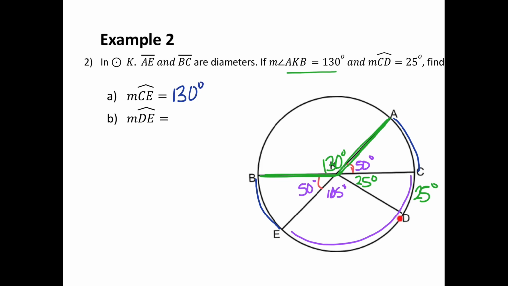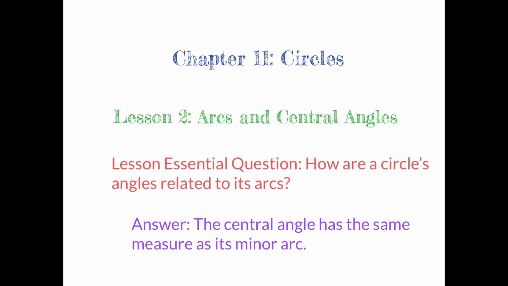And finding DE, well, I already did that when I was filling out the rest of these missing angle measures using the linear relationships. So the measure of arc DE is going to match this central angle in here, which is simply 105 degrees. And that concludes lesson 2 from chapter 11 on arcs and central angles.